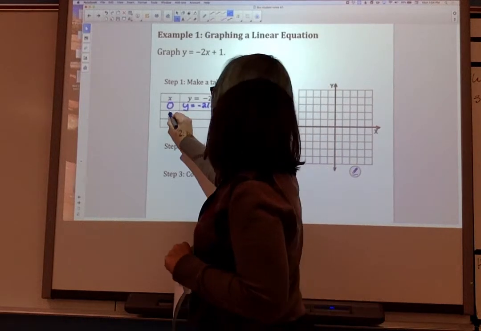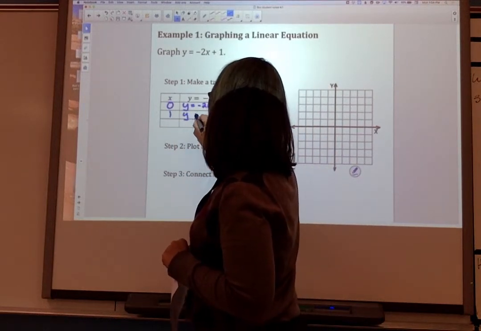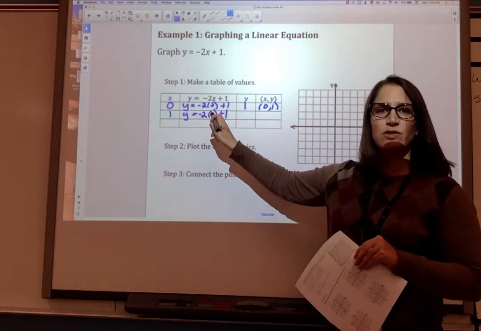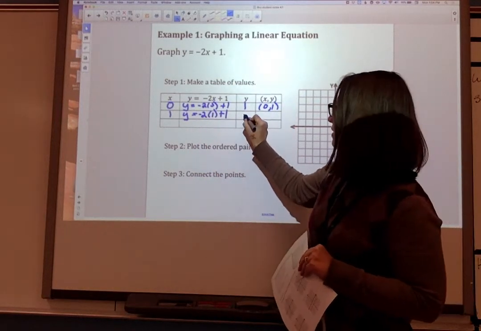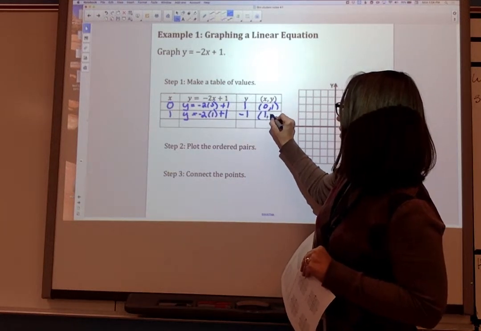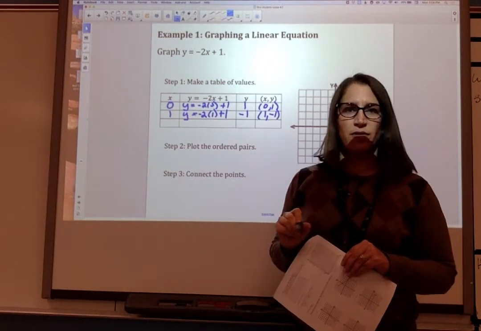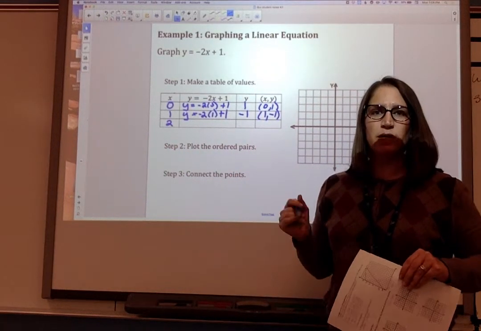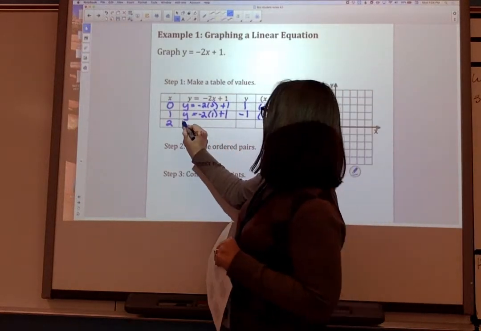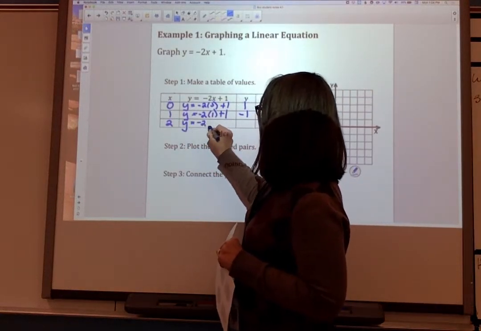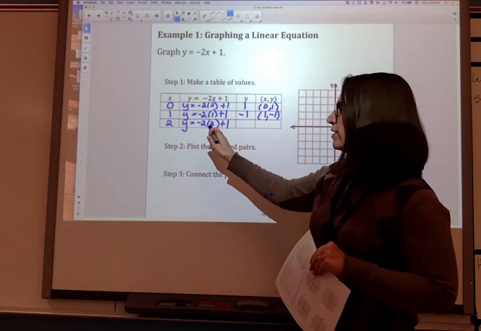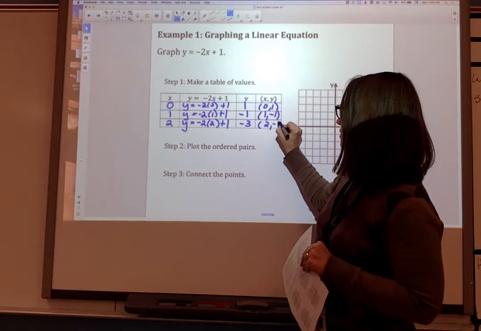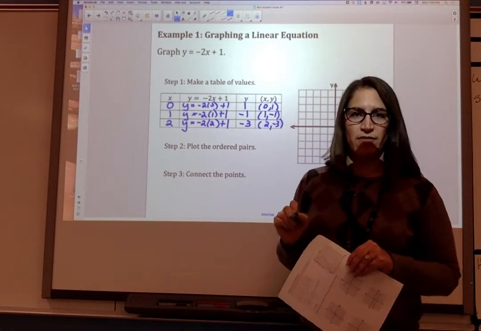We can also use x equals 1. That would be y equals negative 2 times 1 plus 1. Negative 2 times 1 is negative 2, plus 1 is negative 1. So the point 1, negative 1 is on the graph. And then let's use x equals 2. We could use some negative values. We could use whatever we want, but we'll just try 2. So we have y equals negative 2 times 2 plus 1. That's negative 4 plus 1, which is negative 3. So the point 2, negative 3 is on this graph.